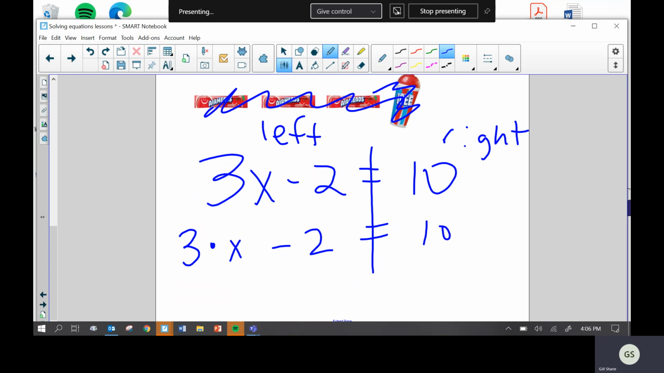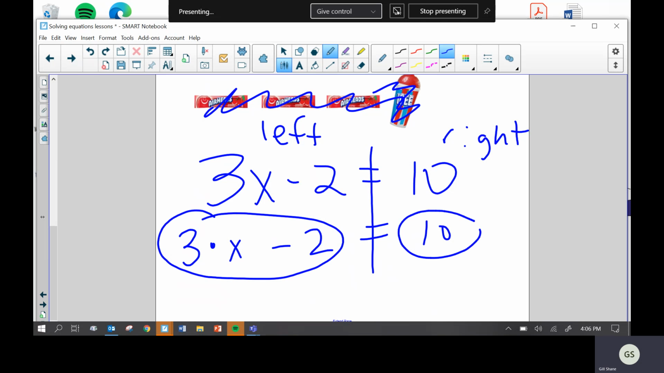Again, the only reason I can solve that is because I know that the rule is the left side, which is all of this, has to equal the right side, which is this, and now I can solve it. 4 being the answer. So we went over that.